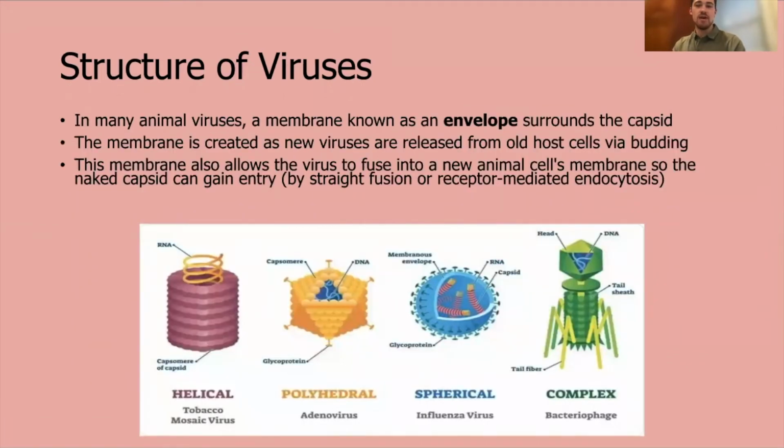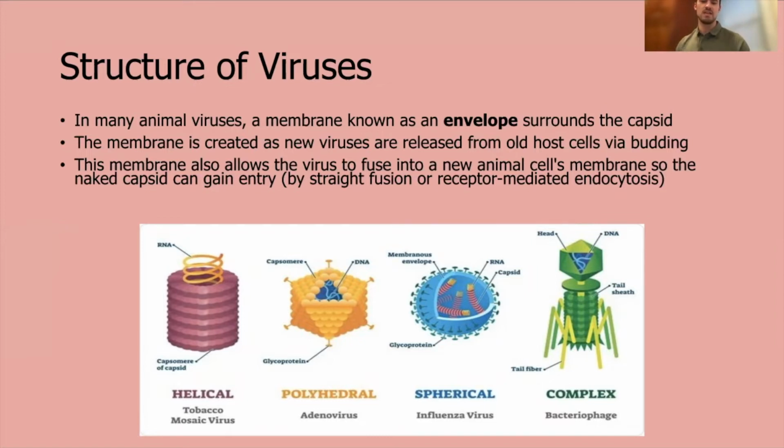In many animal viruses, a membrane known as an envelope surrounds the capsid. We have a couple of different shapes of viruses down here, a couple of different classes. We have helical, which is like the shape of the sheath of that bacteriophage. An example is the tobacco mosaic virus. I actually believe that was the first virus that was visualized under electron microscopy. But you can see it's a much simpler shape than the bacteriophage.